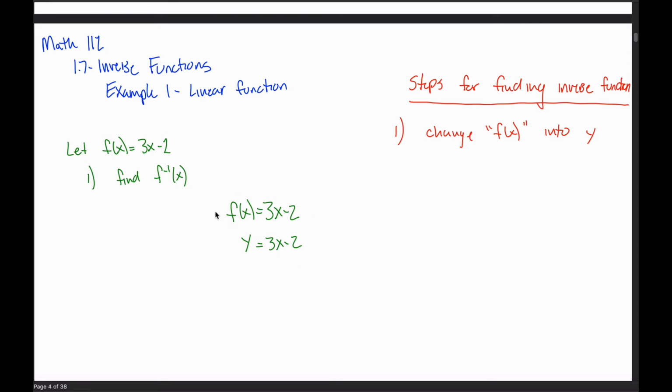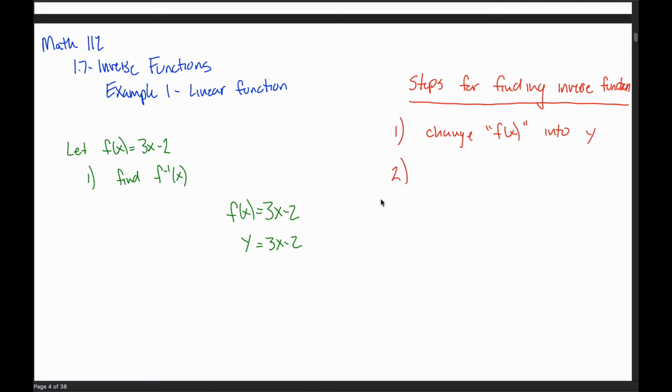So this was the original function we were given. This is an equation that represents that function. And I know it seems like I'm nitpicking on semantics, but I think differentiating the two of these will help you remember what we're doing here. So I now have an equation that represents the original function.